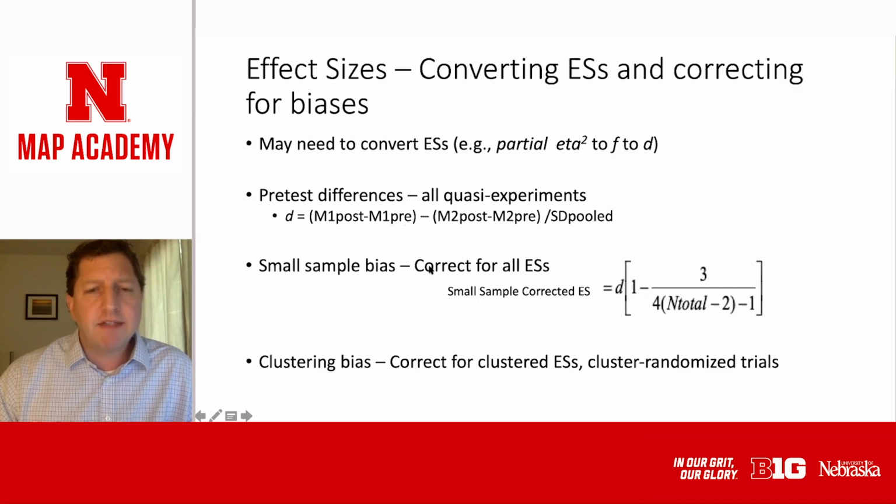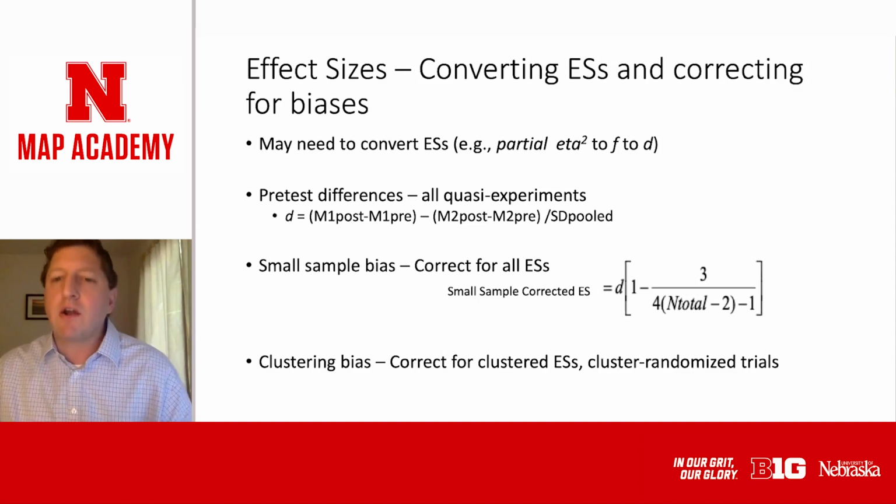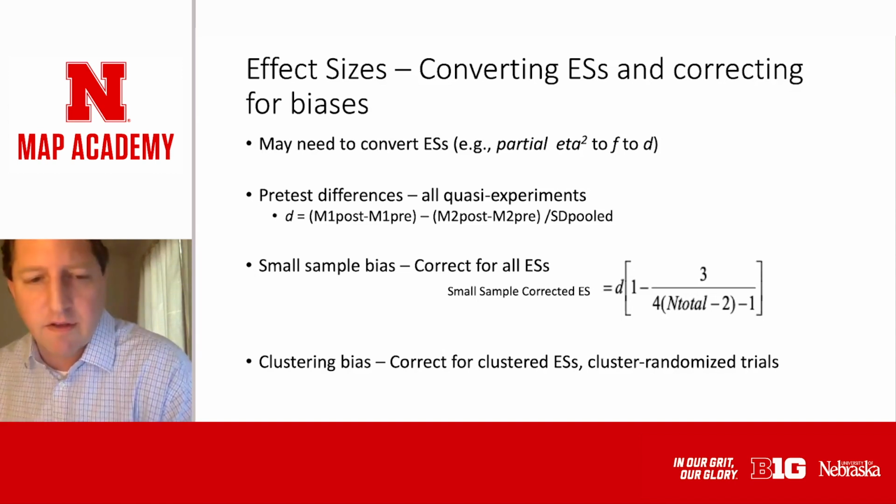Small sample bias. Cohen's d is upwardly biased in small samples, so there's a small sample correction. If you apply this to every effect size, as the n gets larger, that increases the denominator, and the small sample correction goes away. So if you apply this to every study, it's not going to hurt the larger studies at all.